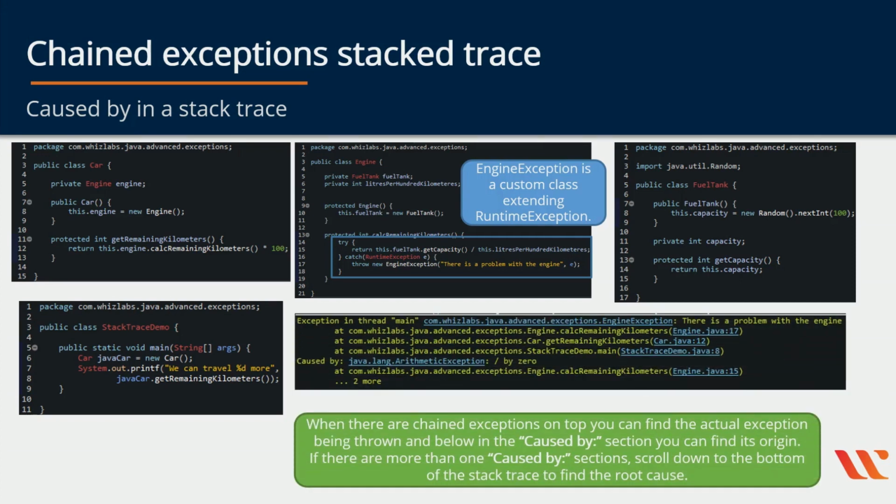When there are chained exceptions, on top you can find the actual exception being thrown, and below, in the Caused by section, you can find its origin. If there is more than one Caused by section, scroll down to the bottom of the stack trace to find the root cause. Being able to decipher the stack trace is very important to easily find the source of your problems and fix them with ease.